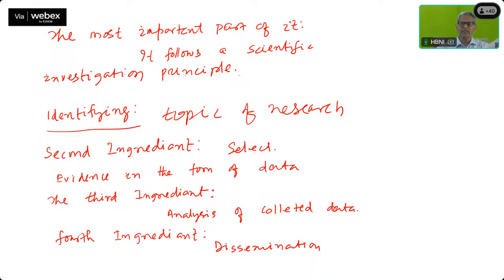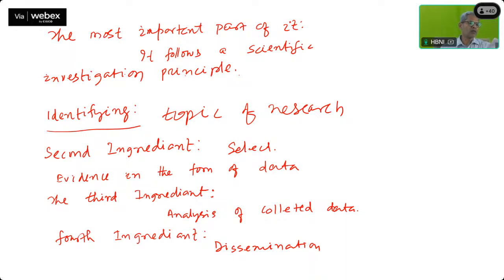And dissemination means you have to make your invention or discovery known to the maximum number of people, so that people should know what you are doing. Suppose you have done something, you have to inform people.